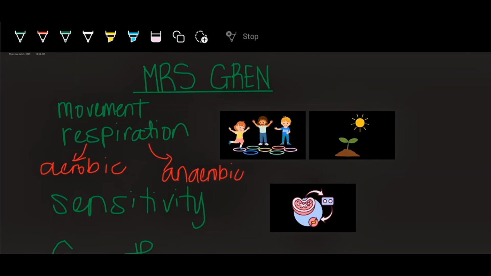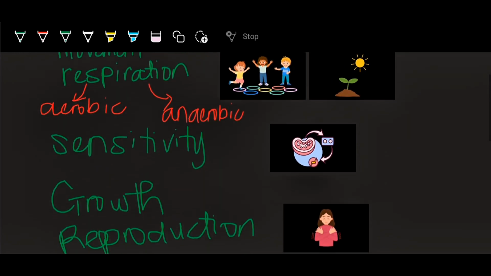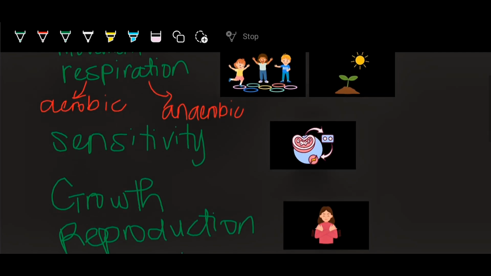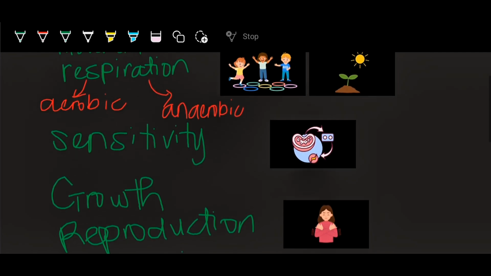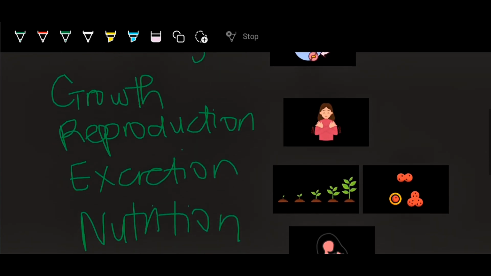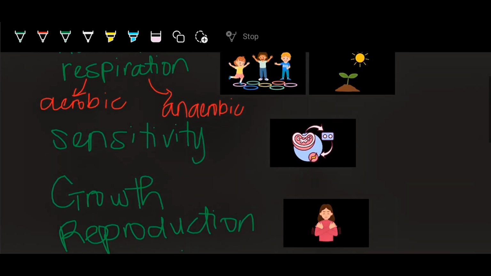So we have covered the 7 characteristics of all living organisms using Mrs. Green. As we said before, M stands for movement, R stands for respiration, S stands for sensitivity, where we are able to detect changes and react to them. G stands for growth, R stands for reproduction, E stands for excretion, and N stands for nutrition.